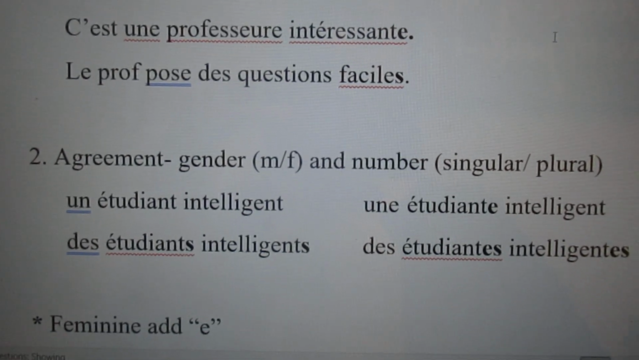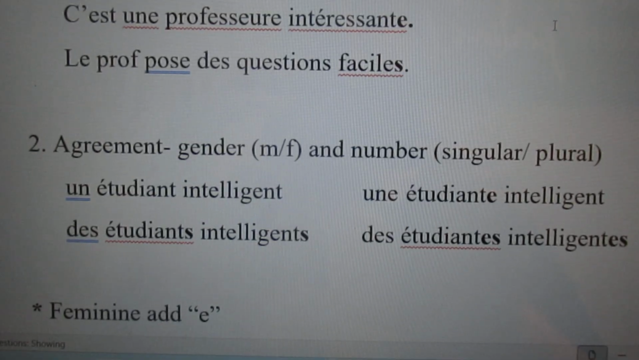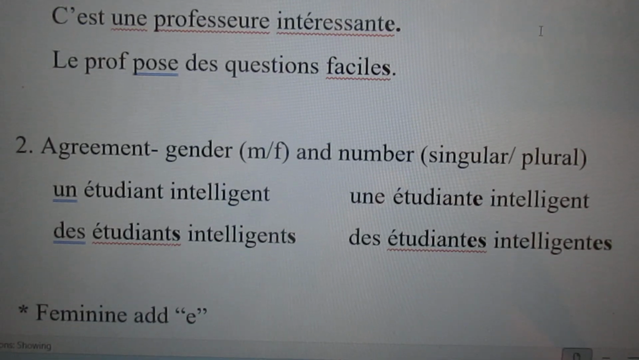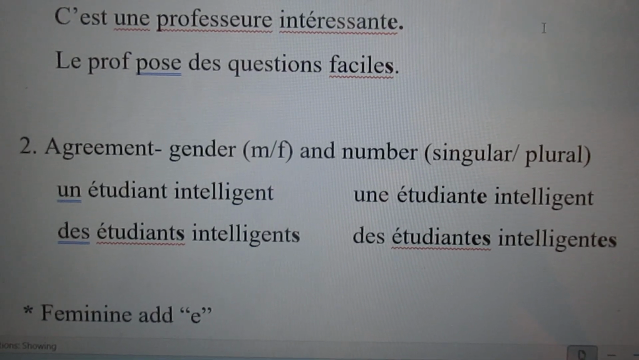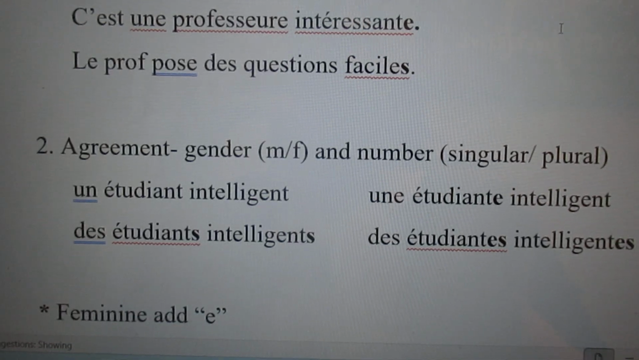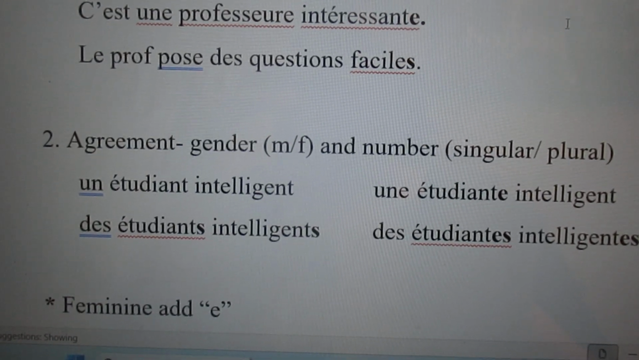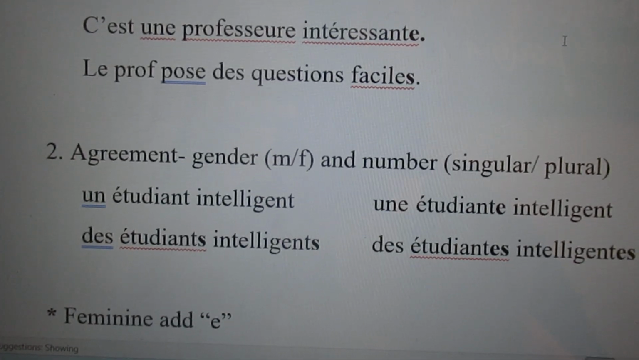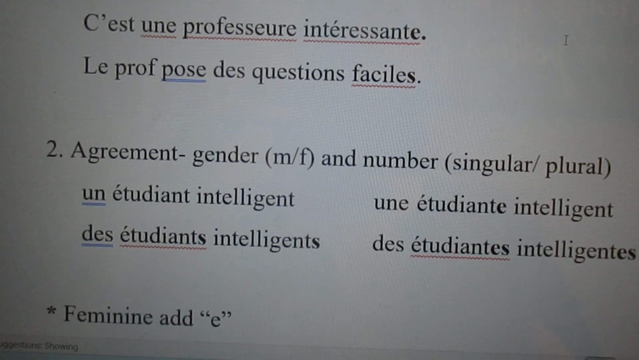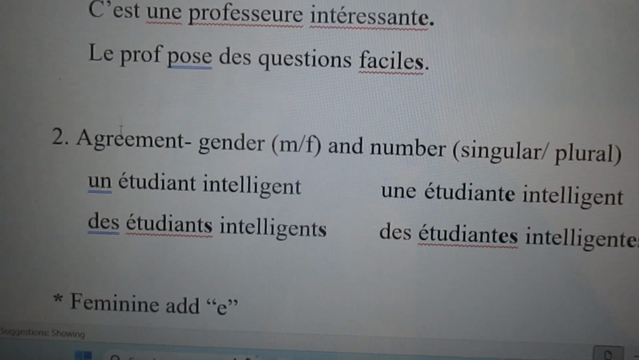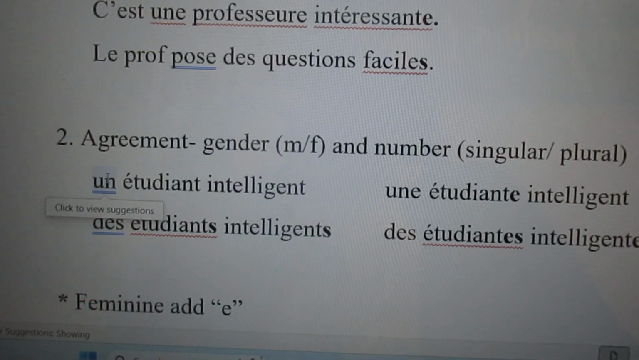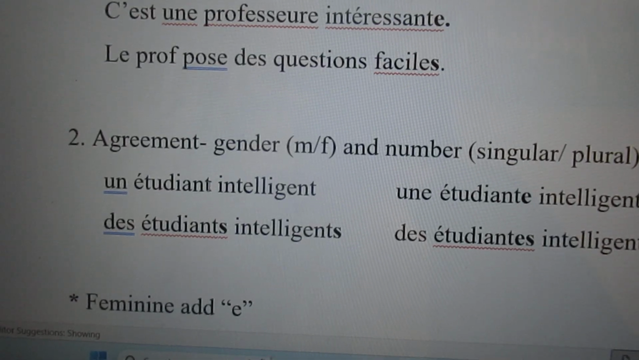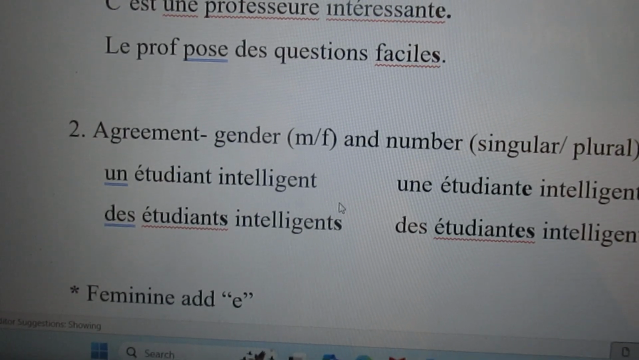The second thing we want to look at is their agreement. And when I'm talking about agreement, I mean their gender, which is masculine or feminine, and I'm talking about the number, if it's singular or plural. So if we look at our first example, un étudiant intelligent. Donc, un étudiant, we have a student. That's obviously masculine. How do I know that? Because I'm using un. And I'm using étudiant, and I have nothing at the end of étudiant, so I'm just going to say intelligent.